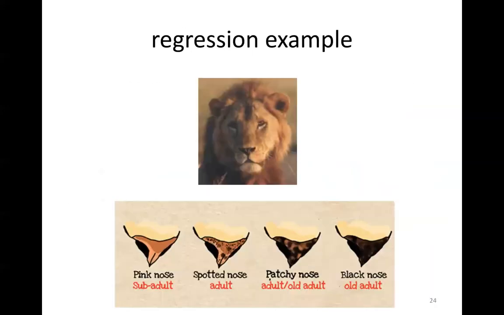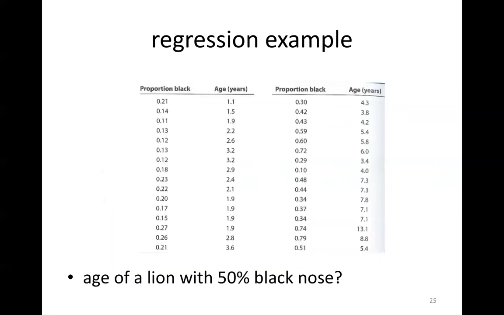But our question is different. Our real life question is, can we predict the age of a lion using how black its nose is? And so we are turning the tool upside down, and we'll be trying to use it in a way which is not very conventional, and in fact doesn't totally fit the assumptions.